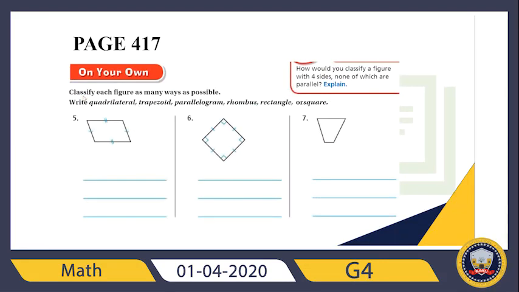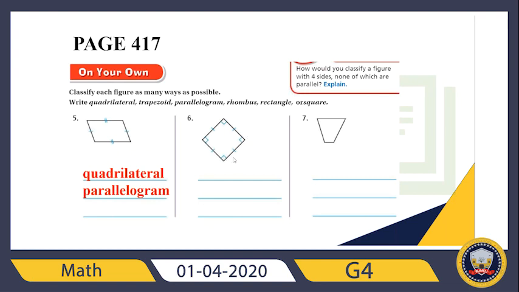So let's check the on your own part. It's asking again to classify each figure as many ways as possible: quadrilateral, trapezoid, parallelogram, rhombus, rectangle or square. We will do the same thing. Check the shape in question 5. What can I say for this? First of all, this is a quadrilateral, right? And it's also a parallelogram because it has 2 pairs of parallel lines and 2 pairs of equal length sides.